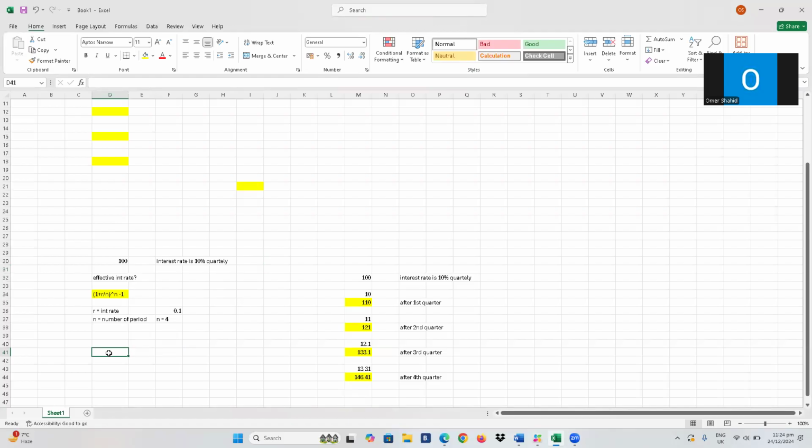I hope that's clear. I will talk further about this in the video. Okay, so let's move on. Let's solve this example now. For now, 1 plus 0.10, and we close the brackets. We are not dividing it by n because the interest rate is already given as quarterly. We take it to the power 4, because we have 4 quarters, and minus 1. So it will give us 0.4641.